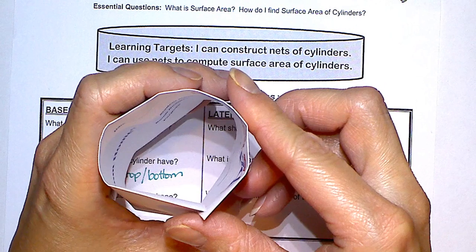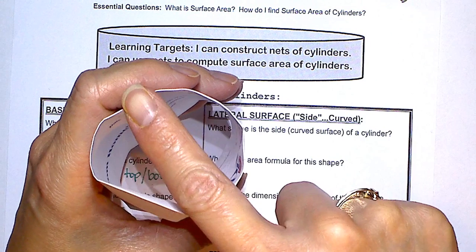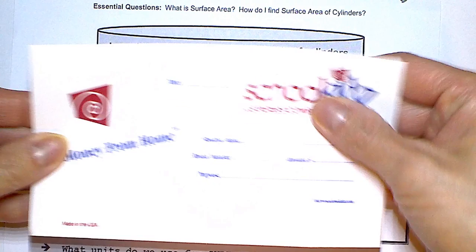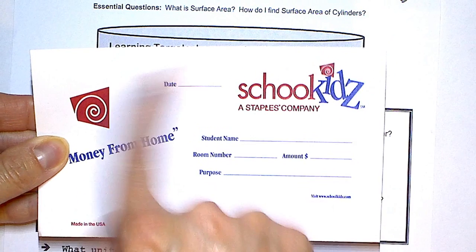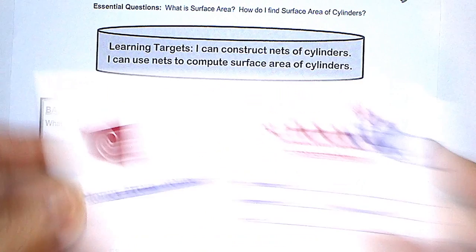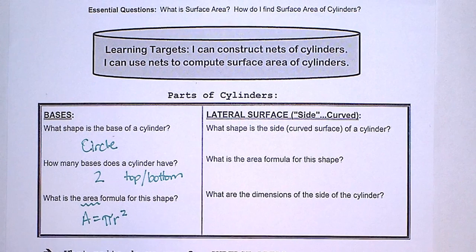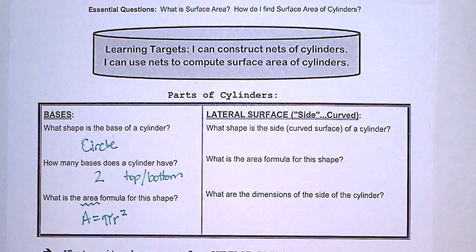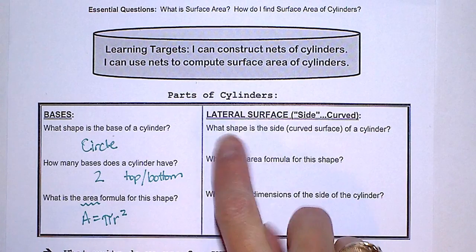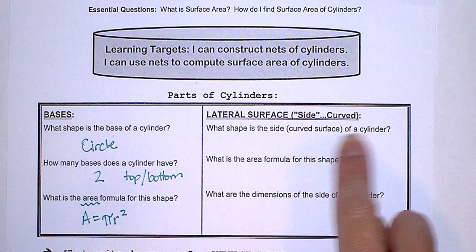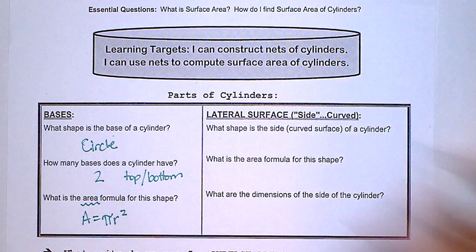But I just want you to realize, so the base is a circle, and the lateral edge, this is the lateral edge, this is a rectangle. Okay? So hopefully I can show you this in person also, but right now, if you are learning this from video, hopefully this will help get you started, and then I can help clarify in person. So what shape is the side or the curved surface of a cylinder? Well, it is a rectangle.